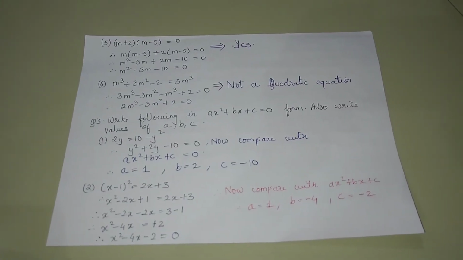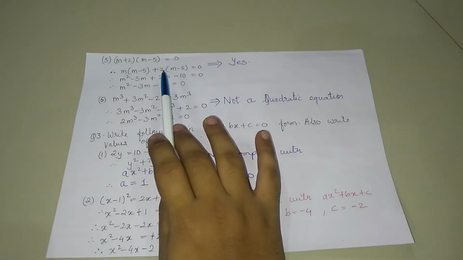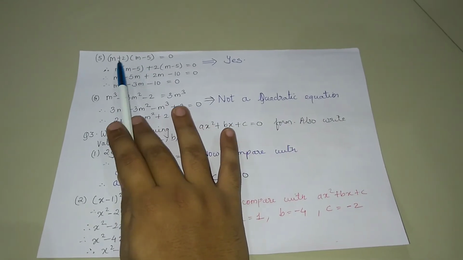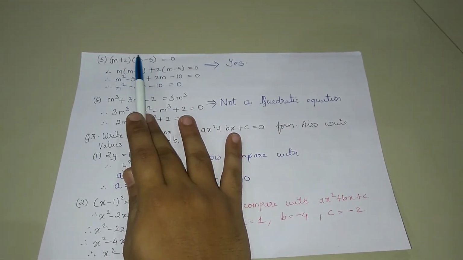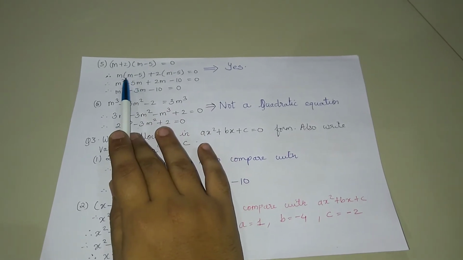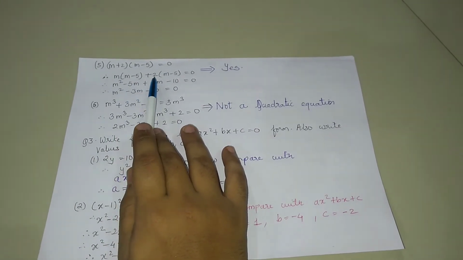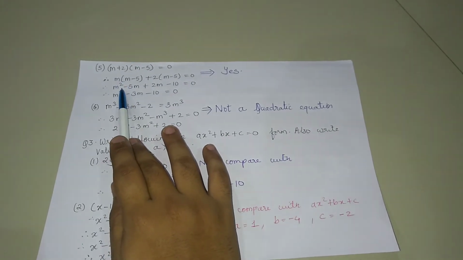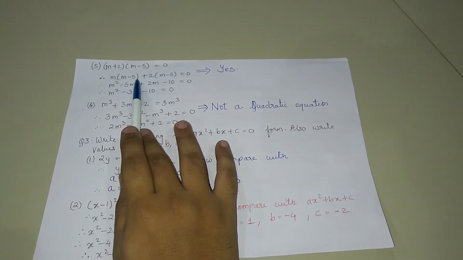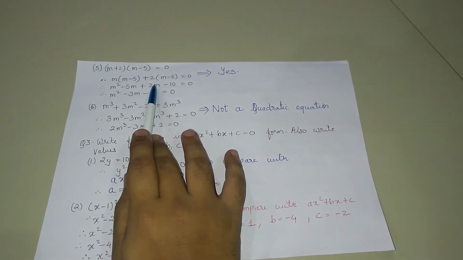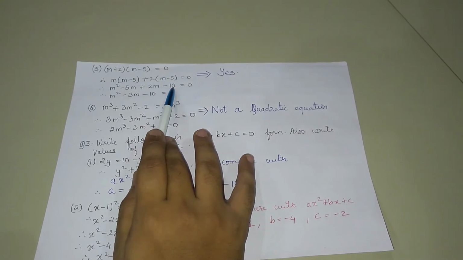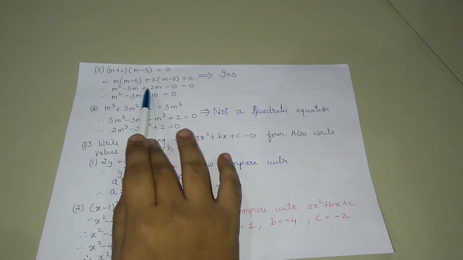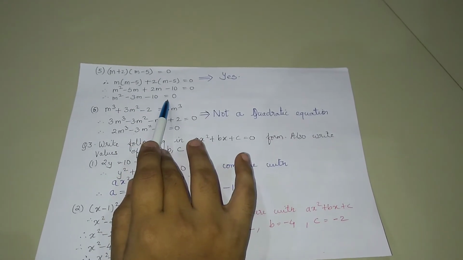Okay, now coming towards the fifth question, that is (m + 2)(m - 5) = 0. First we will simplify these two terms. We will multiply m by this term and 2 by this term. So m(m - 5) + 2(m - 5) = 0. So m into m will turn to m square, minus m into 5 is 5m, plus 2 into m is 2m, 2 into minus 5 is minus 10, equal to 0. Therefore m square, minus 5m plus 2m will change to minus 3m, minus 10 is equal to 0.